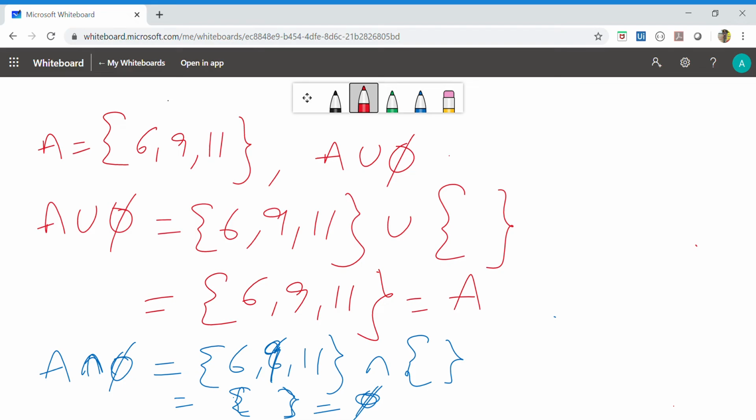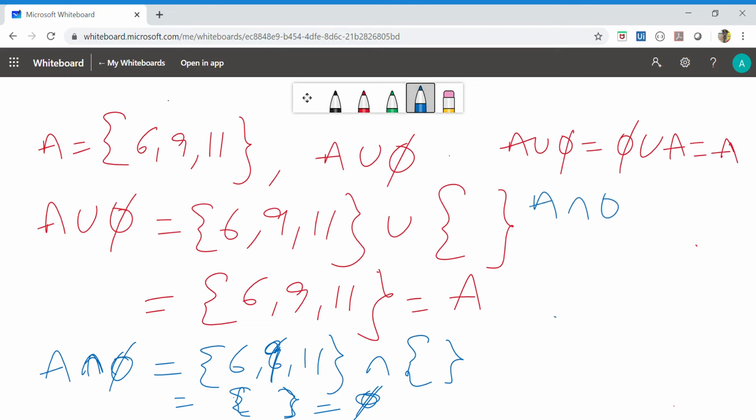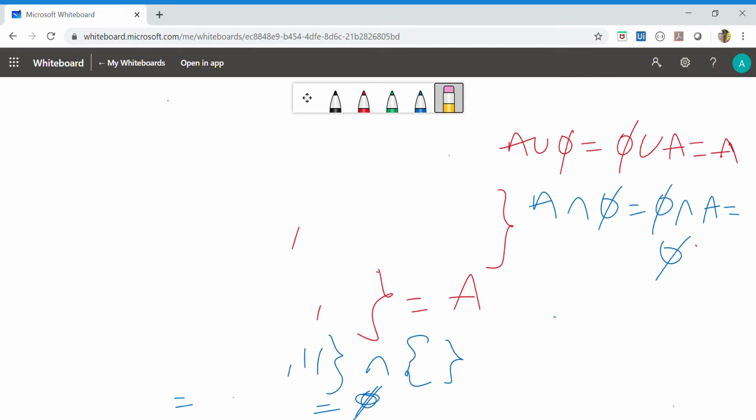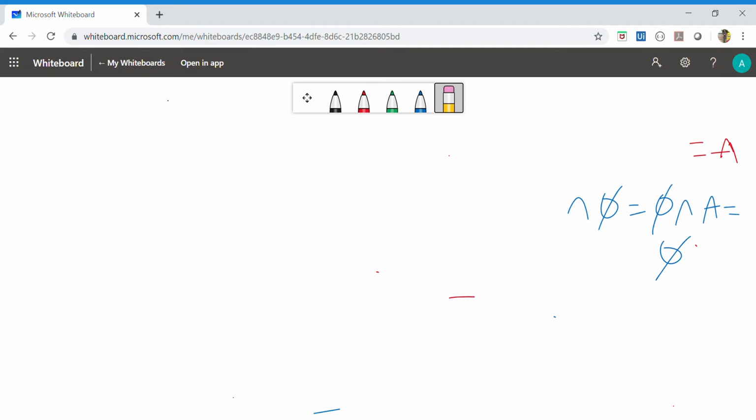Like that, you can write A union empty set is equal to empty set union A, which is nothing but A. And A intersection empty set is equal to empty set intersection A, which is equal to the empty set. Okay. Whatever you feel, I am going to explain in all the videos. The remaining things I am leaving are easy, so you can solve them automatically if you understand the concept well.